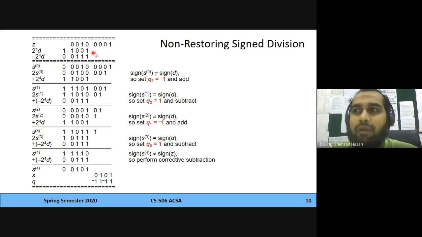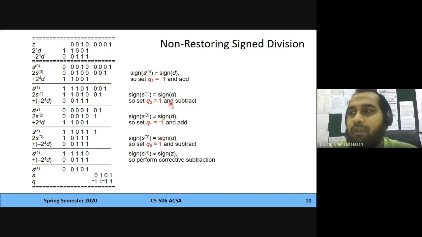So addition means we are going to add this number. Subtraction means we have to add this number, right? So we did an addition. So 1 0 1 1 1, right? And then we are going to shift left again. The signs are matching now, 1 and 1. So we are going to do a try subtraction. So try subtraction means to add this number and put the quotient bit as 1.